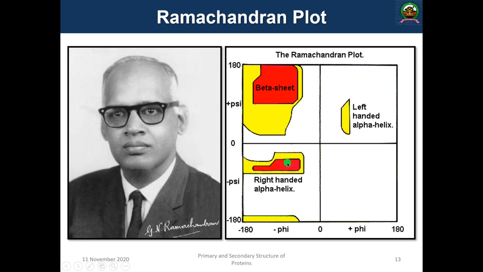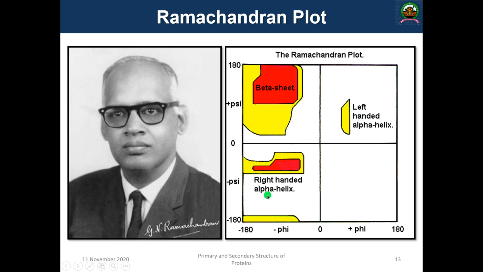The blue, red and yellow colored regions are known as additionally allowed regions. Any residues that come under this particular region are said to be in a beta sheet protein. If the phi and psi angles come under this region, it will be a right-handed alpha helical structure. If residues come under this region, it is a left-handed alpha helical structure. Here you can see the yellow colored regions. The white regions are known as disallowed regions.